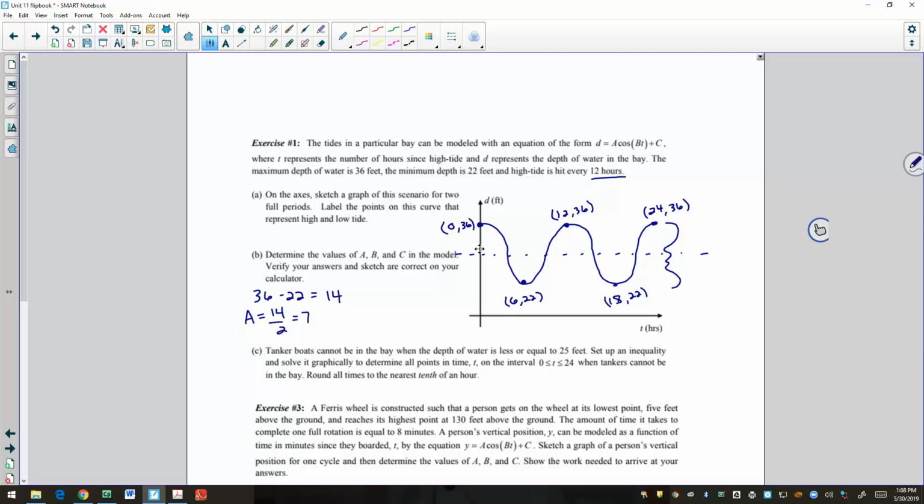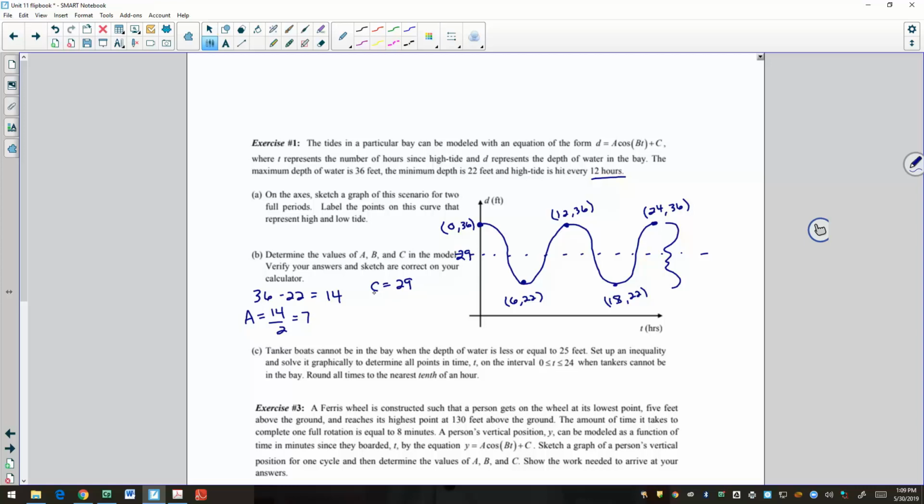So that means my height from the midline to the top or the bottom of the curve is 7. So I can now find my midline, the number of this line that goes halfway through the curve, by either subtracting 7 from 36 or adding 7 to 22. So that's going to be 29. That tells me my vertical shift. My C is 29. I went up to 29 because that's halfway between the highest and the lowest points.